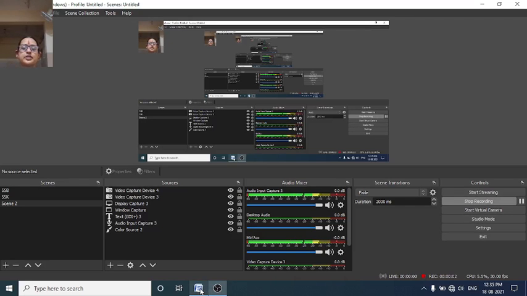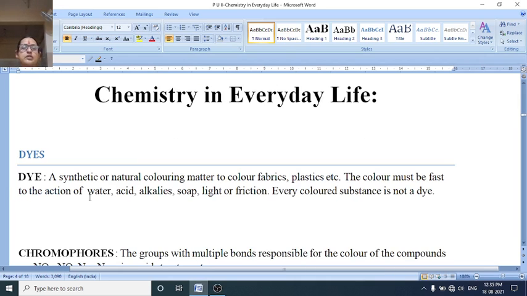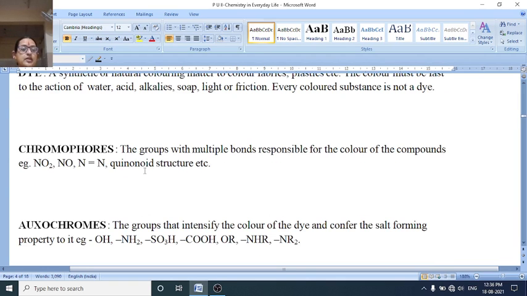Today we are going to deal with the 16th unit, that is chemistry in everyday life. Let us begin with dyes. What are dyes? These are nothing but a synthetic or natural coloring matter to color fabrics, plastics. The color must be fast to the action of water, acid, alkalis, soap, light or friction. Every colored substance is not a dye, we should know that.